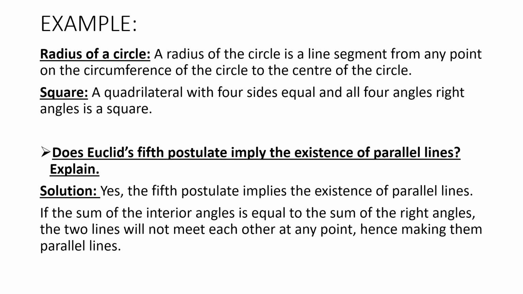Now try to understand this. The fifth postulate says that if the sum of the interior angles is less than the sum of the right angles, then they will intersect. So it also means that if the sum of the interior angles is equal to the sum of the right angles, then the two lines will not meet each other at any point. So they will be parallel lines.